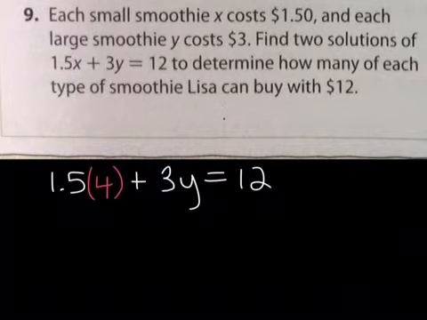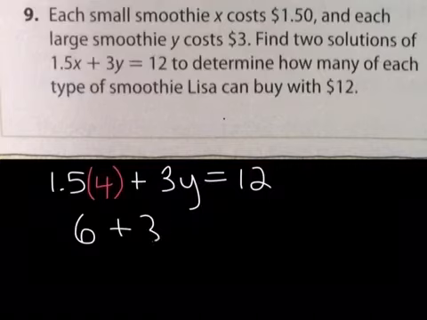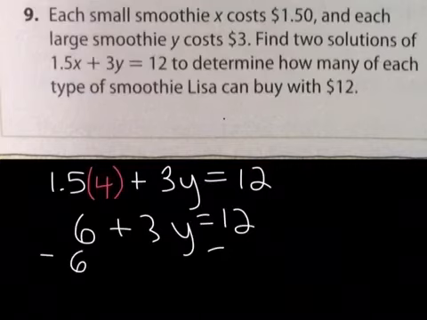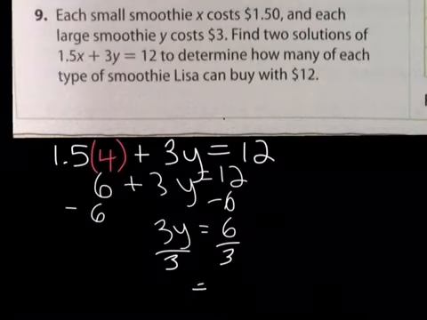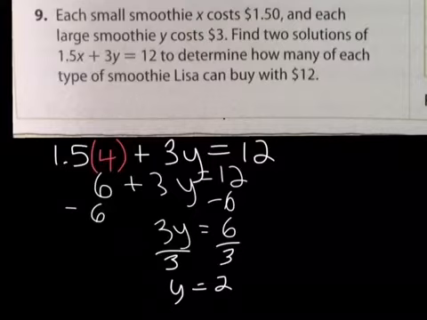And what we could do is we solve. So 1.5 times 4 equals 6, right? So 6 plus 3y equals 12. Subtract the 6 from both sides. Okay, so now we have 6 on this side, and equals 3y. Then we can divide by 3 to isolate the y. And when we do so, we get 2 on this side and y. So this coordinate would mean x is 4, and your domain is 4, and your range is 2.